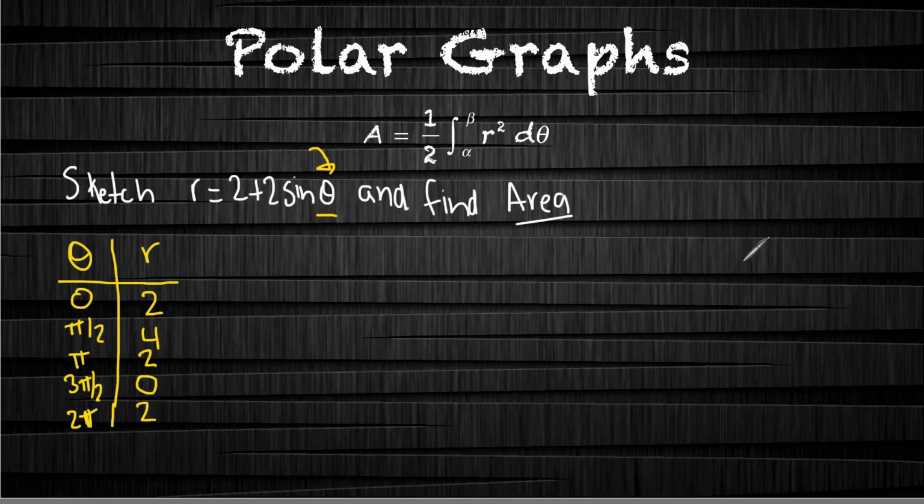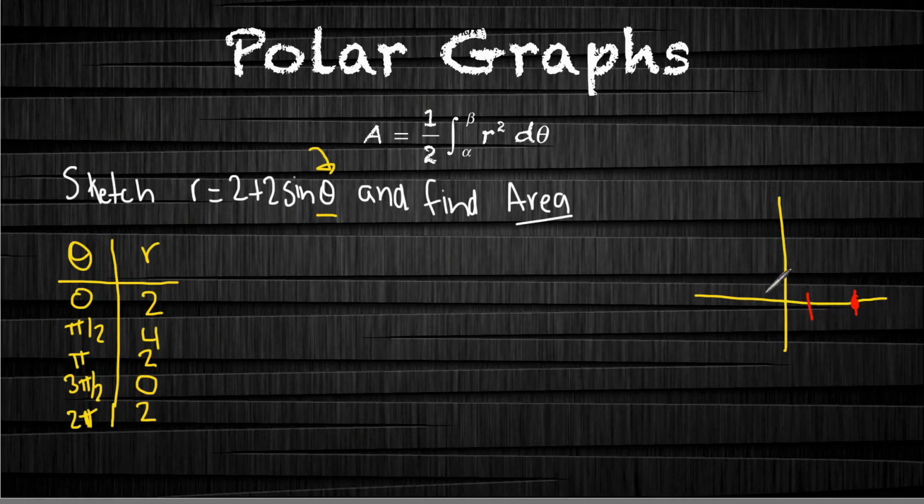So if we were to graph this, what we would do is we would say, okay, I'm going to go in the direction of 0 degrees, 2 units. So I'm going to go 0 degrees on the unit circle is over there.